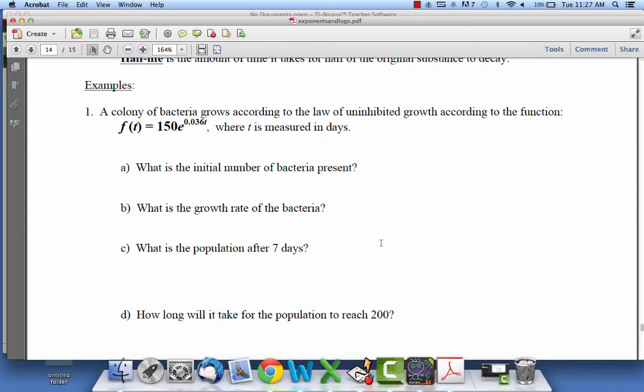So the initial number of bacteria present, 150. It's just the number next to e. The growth rate of the bacteria, 0.036. It's just the number next to t. What is the population after 7 days? And t is measured in days.